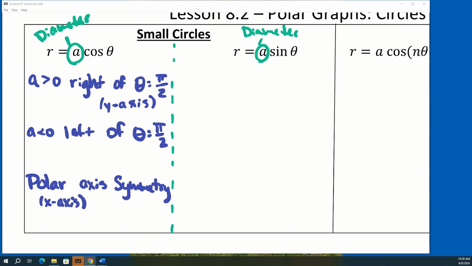All right, and then the ones with sine are the ones that are graphed up or down. So if A is positive on the sine circle, then it's going to be graphed above the polar axis, or what we would normally consider the x-axis. So a little circle up there. If that A is negative, it's going to be below the polar axis.